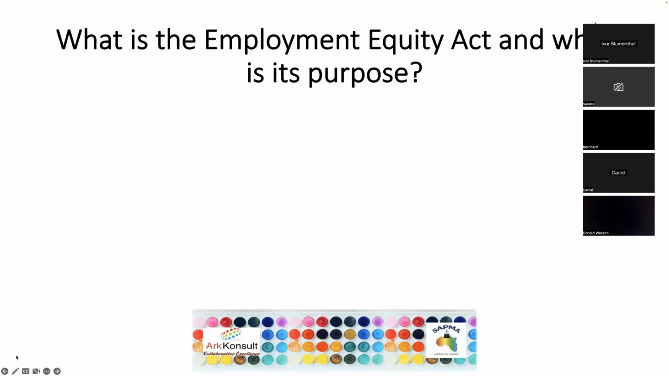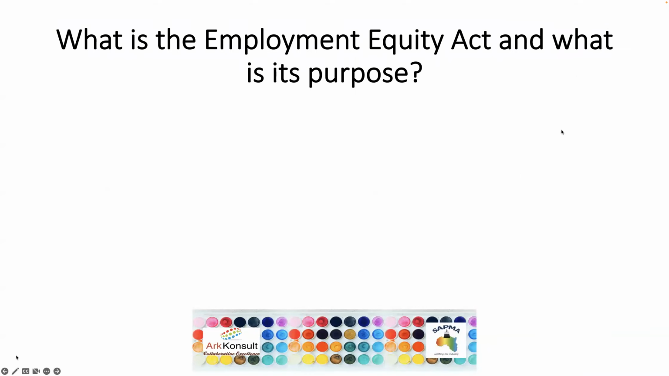So I want to start with this question to you, please. What is the Employment Equity Act and what is its purpose?